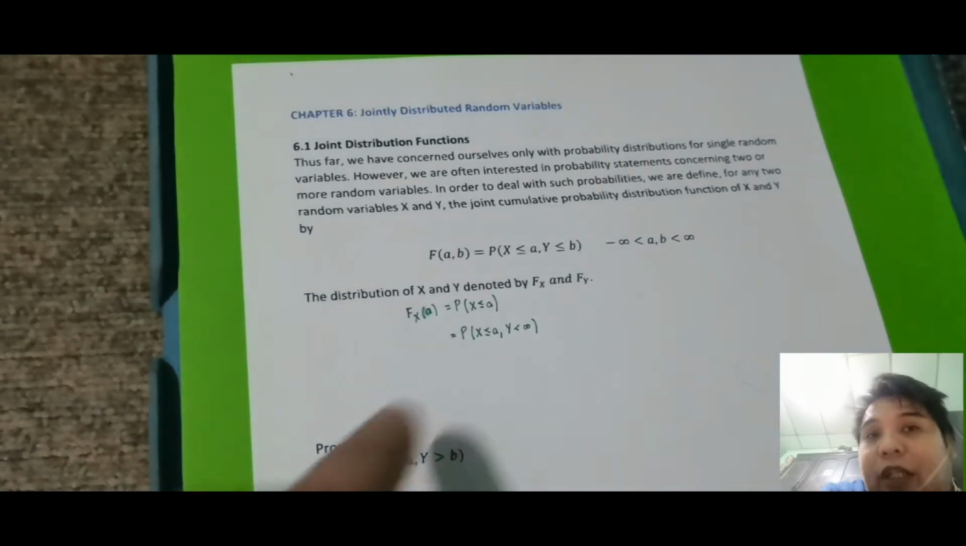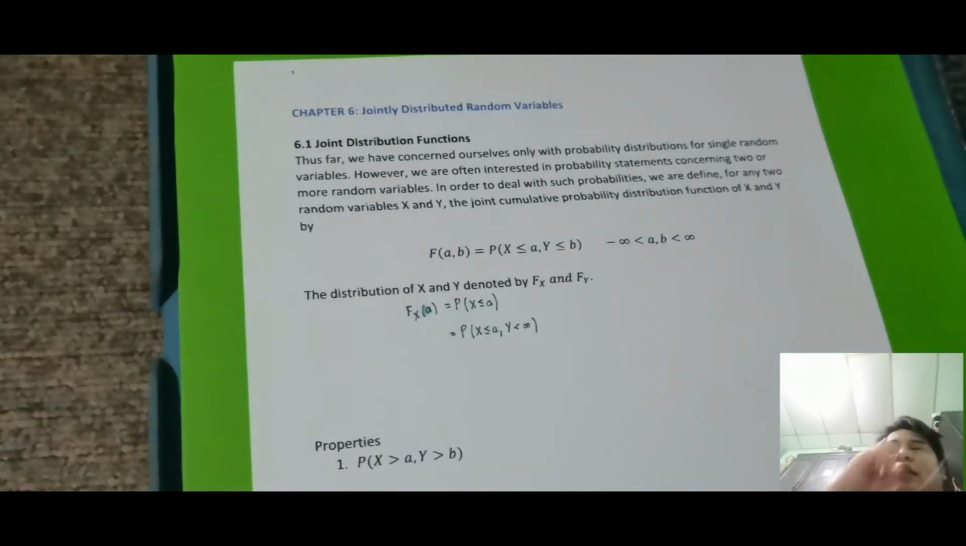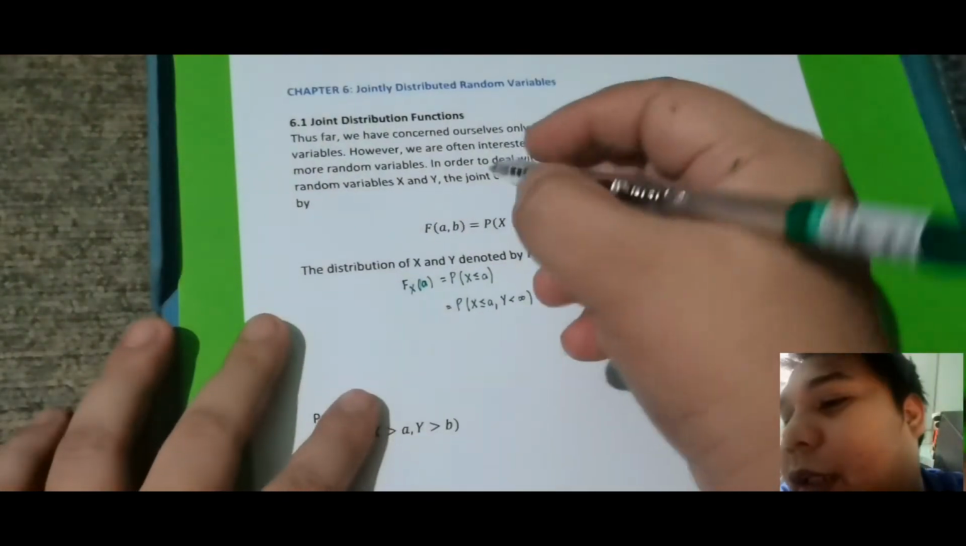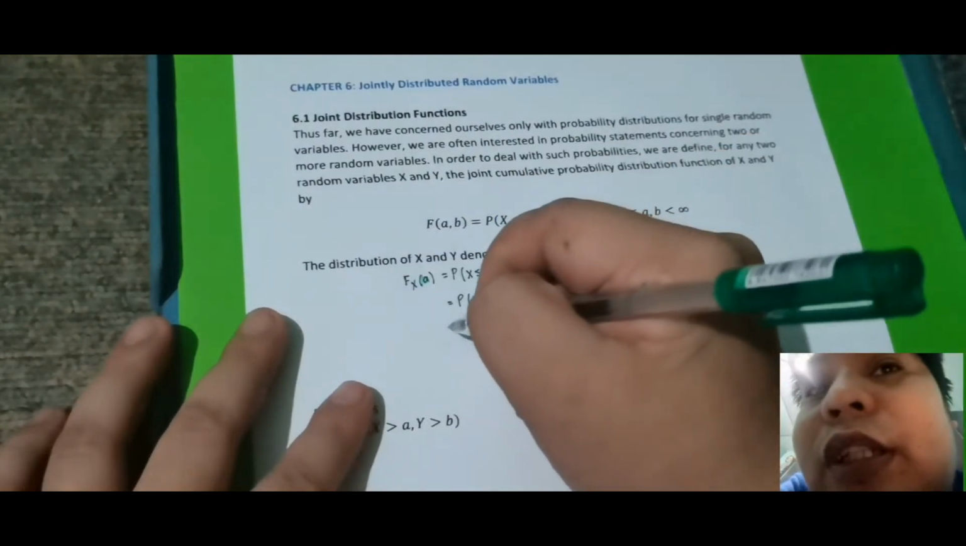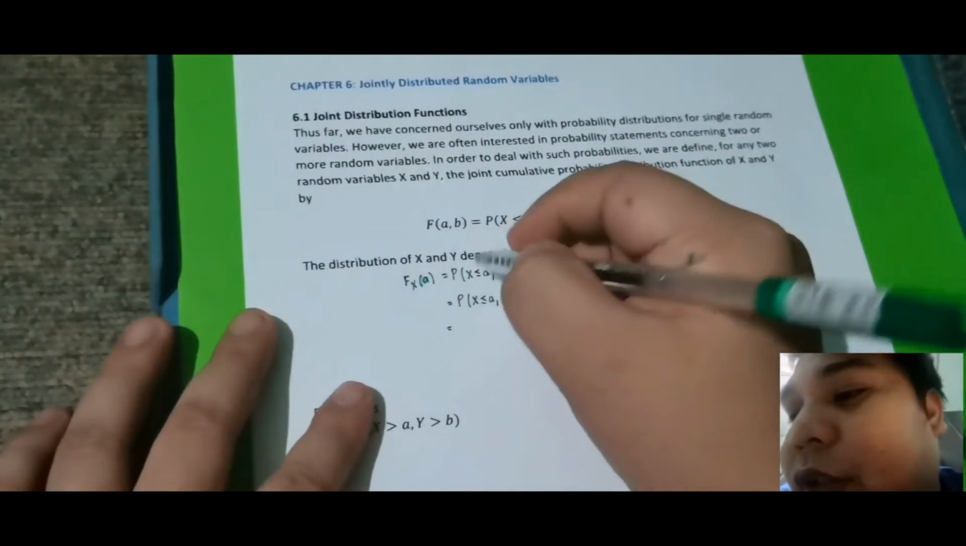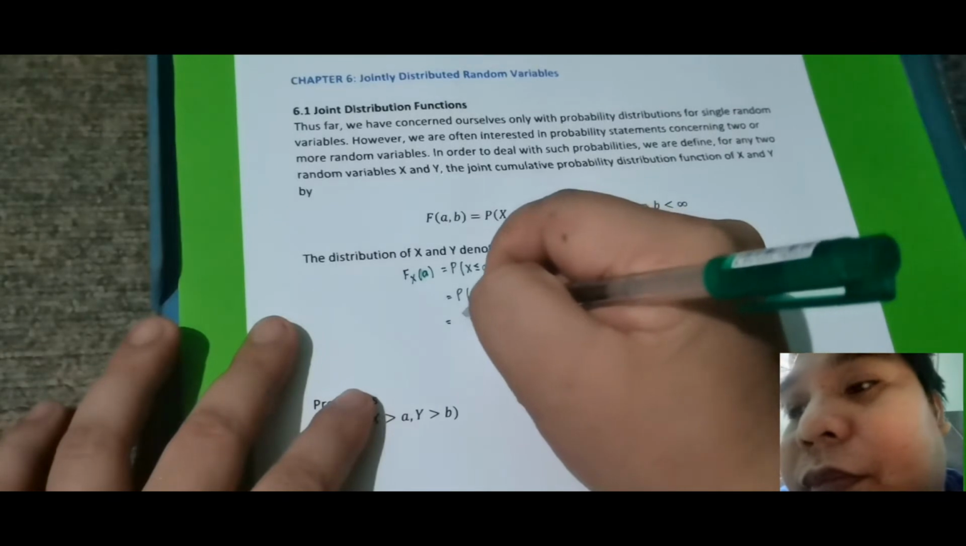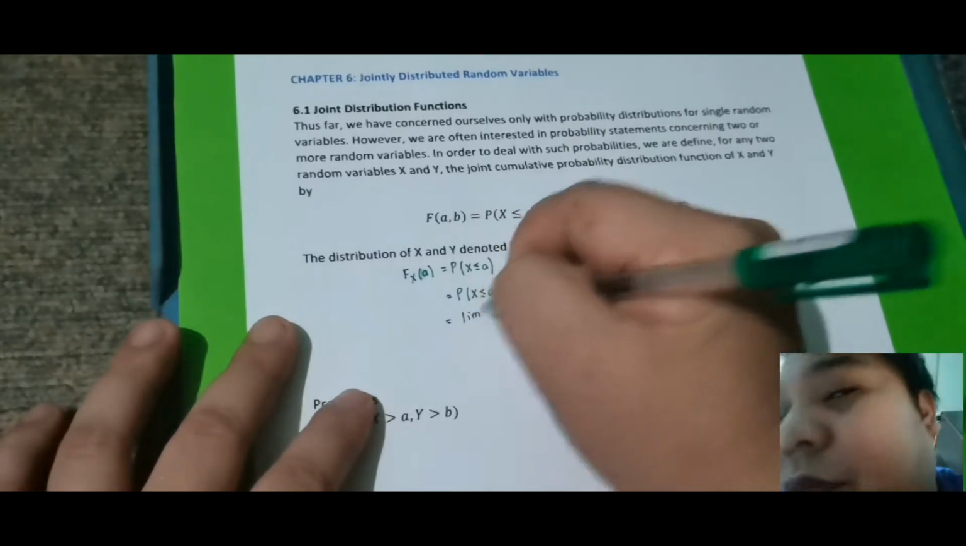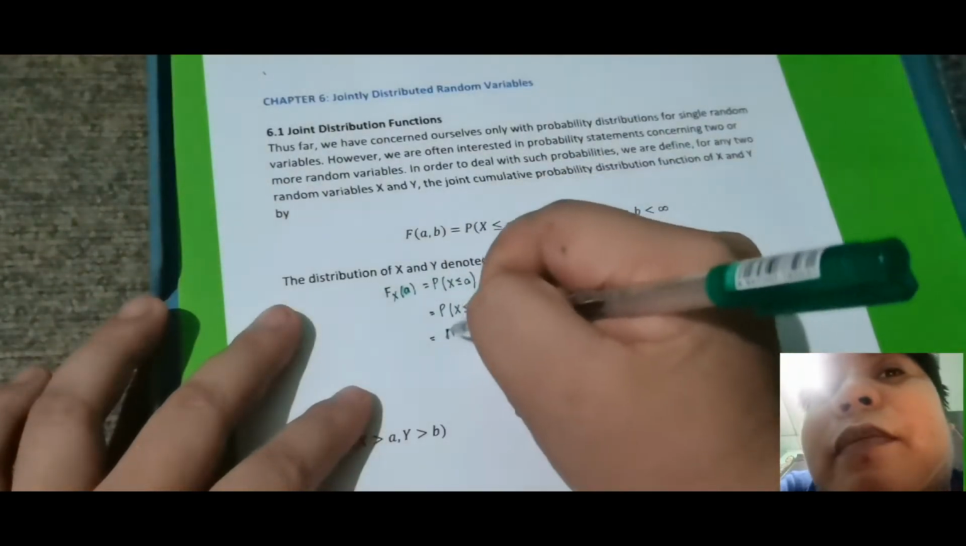Now, since alam natin na ang probability is a continuous function, we can apply the limit sa loob or we can apply the limit sa pinakalabas. So this is just applying the limit.